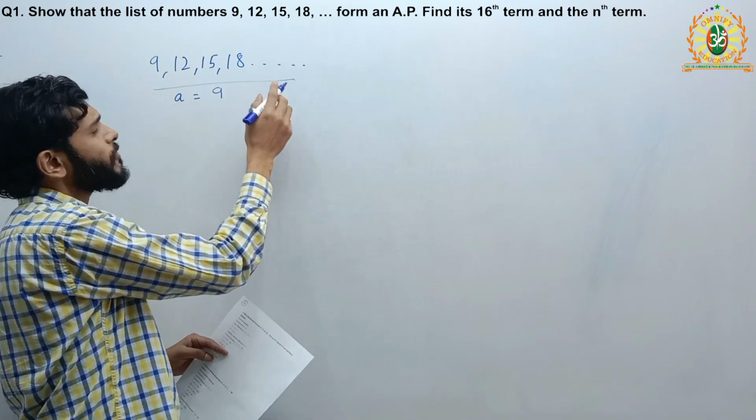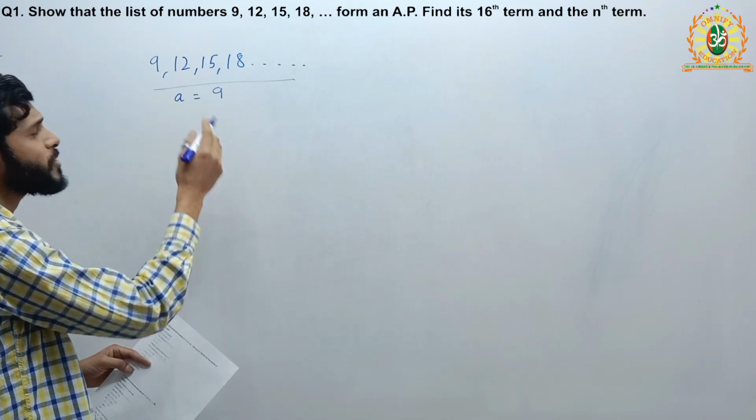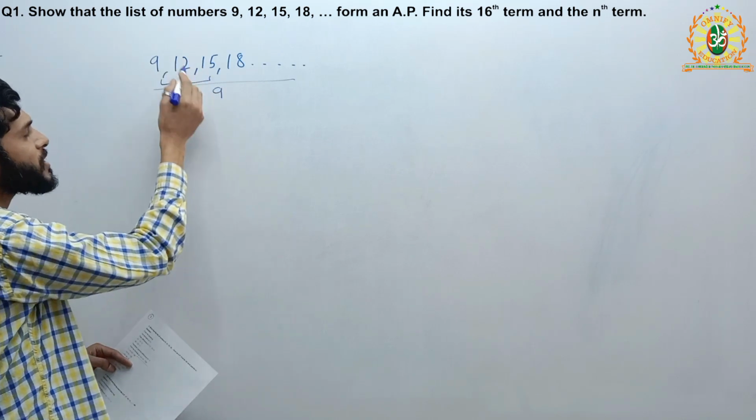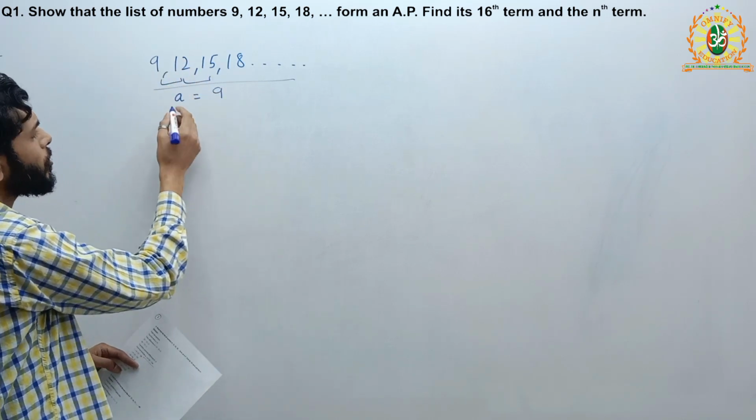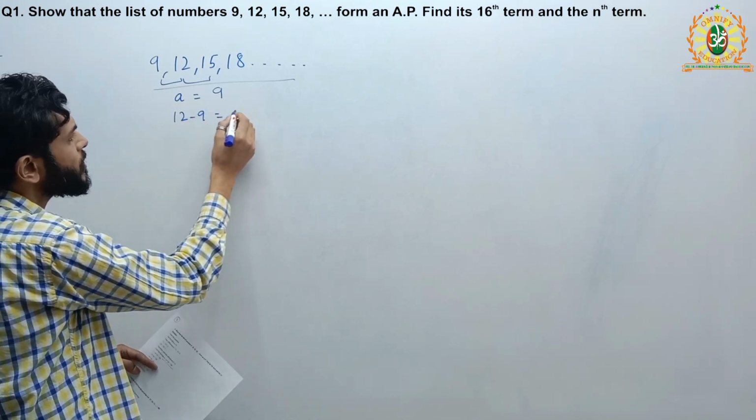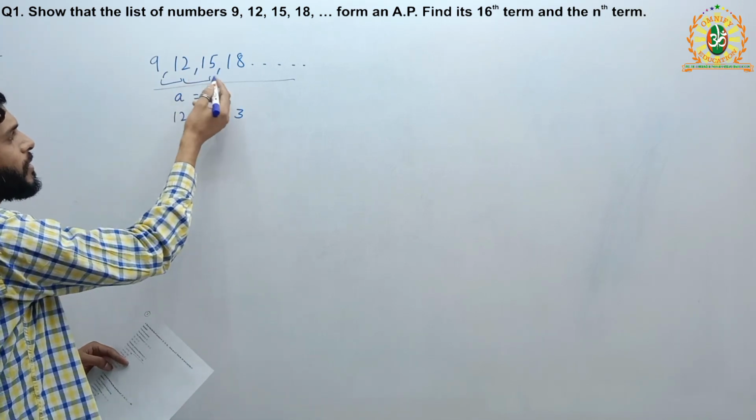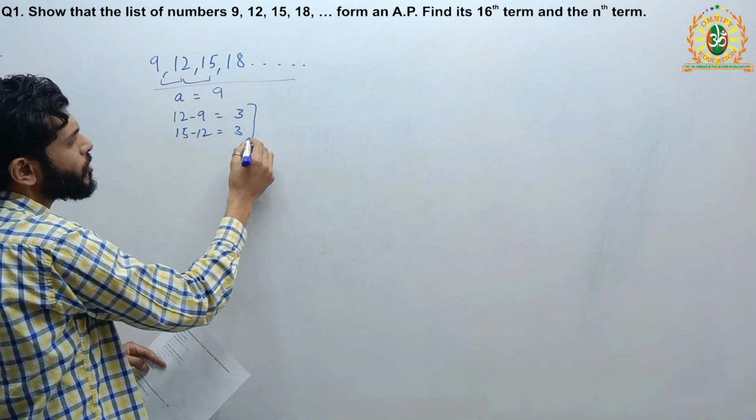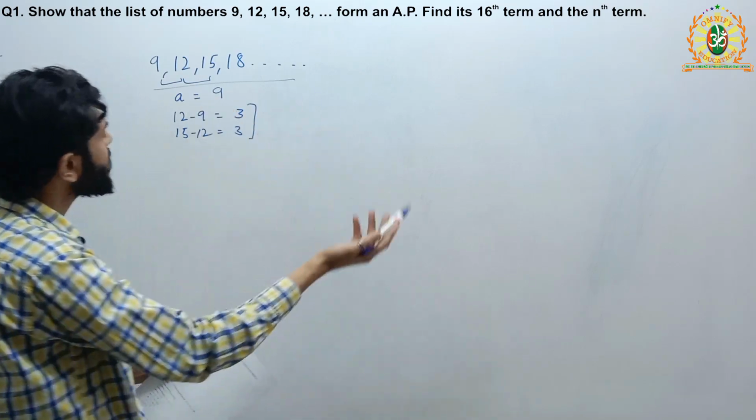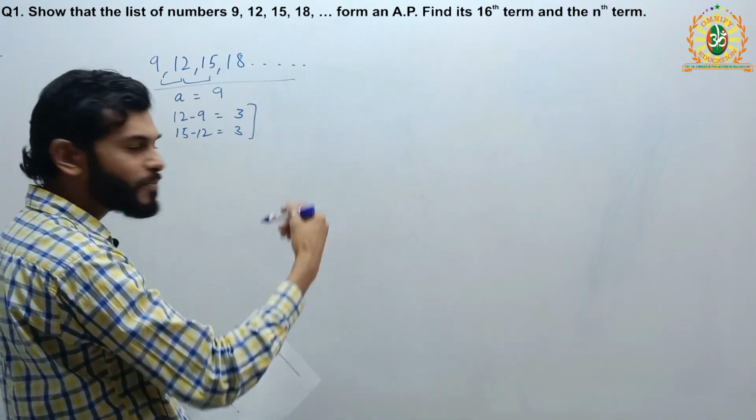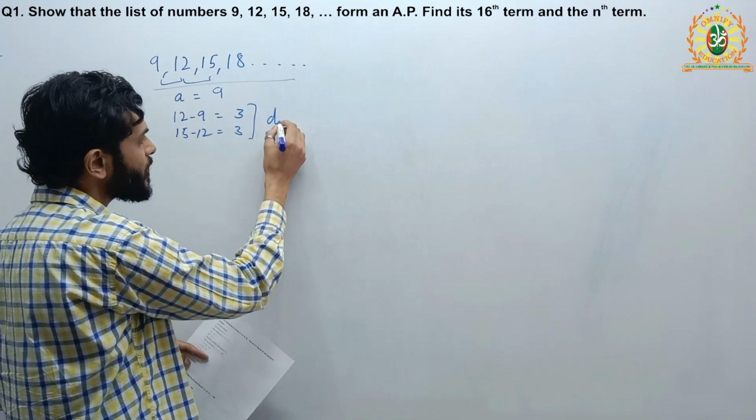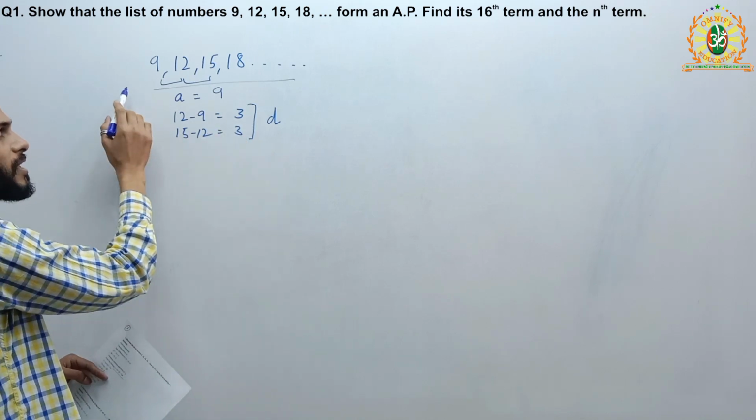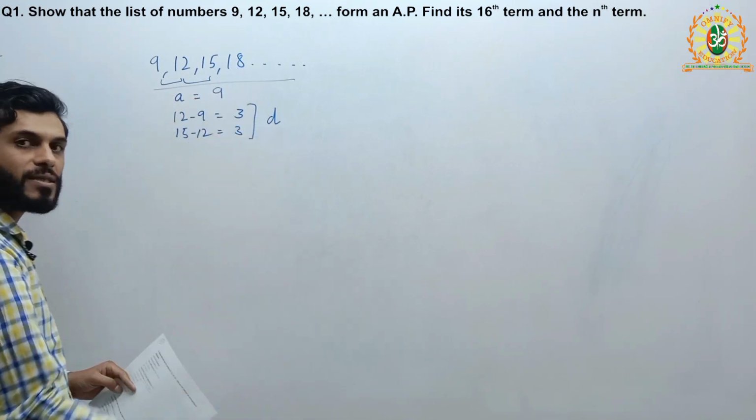Any sequence of numbers forms an AP only if the common difference is the same. Common difference is the second term minus the first term. So in this case, it would be 12 minus 9, which is 3, and again 15 minus 12, which is 3. This is known as the common difference. Common difference is the second term minus the first term, or the next term minus the previous term. This common difference is denoted by small d. So our small d is 3. In this case, the common difference is the same. Hence, we can say that this sequence is an AP.